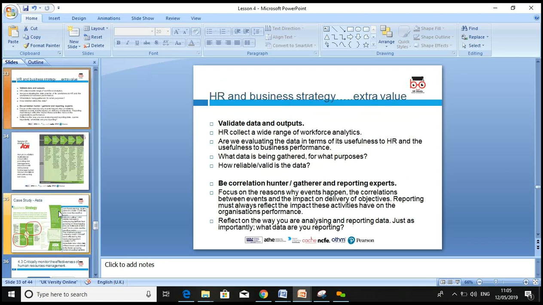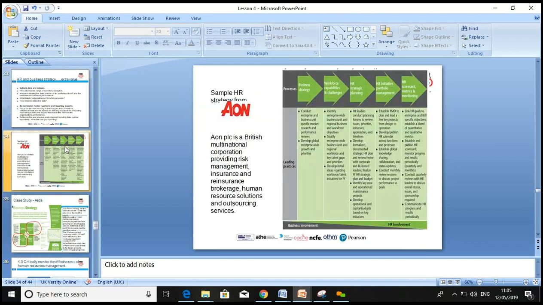HR collects a wide range of workforce metrics. So are we evaluating the data? We always need to look at correlation. Is there a correlation between advertising in different areas, recruiting different age groups or different skills, and the overall performance of the organization? Of course it makes a difference. So in our organization, we'll go through this.